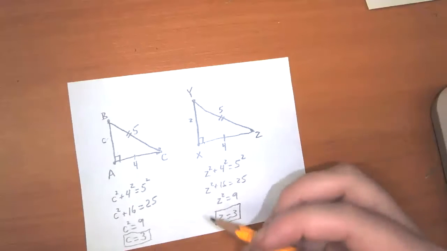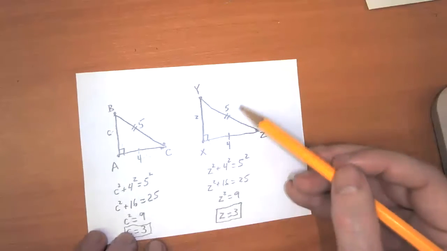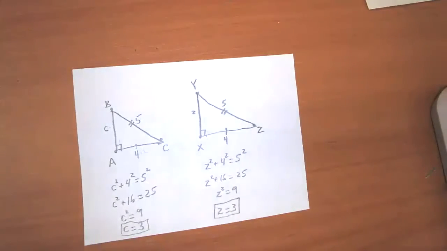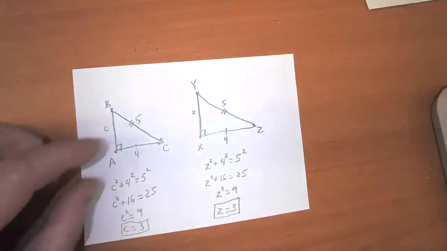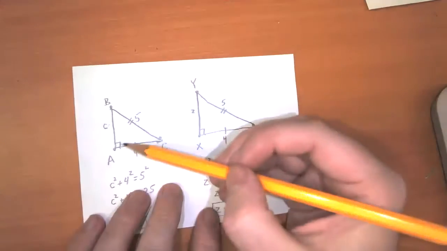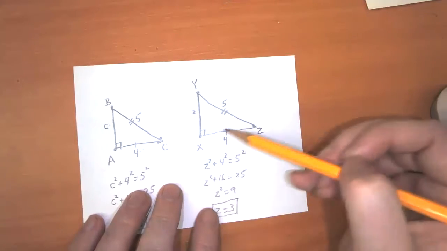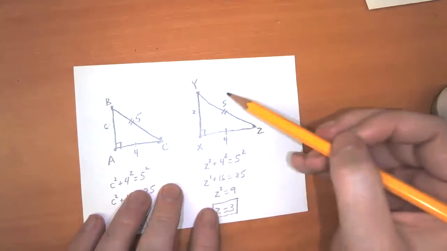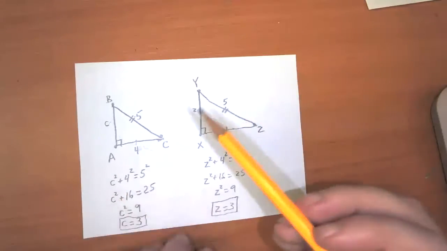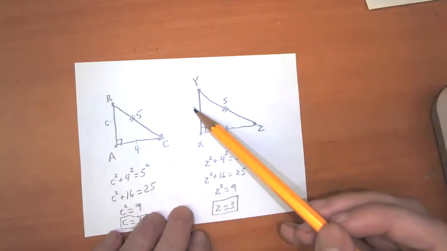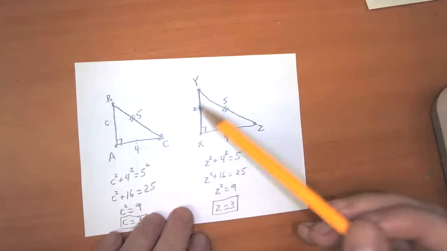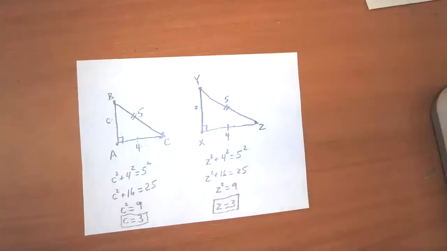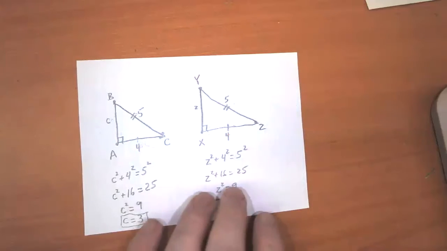All right, and there's nothing special about the numbers 4 and 5 here, except that it makes the numbers happen to work out. But as long as we know that the two legs are congruent and the hypotenuses are congruent, you can use the Pythagorean theorem to solve for the missing leg. And so the missing leg has to be the same in those two triangles.